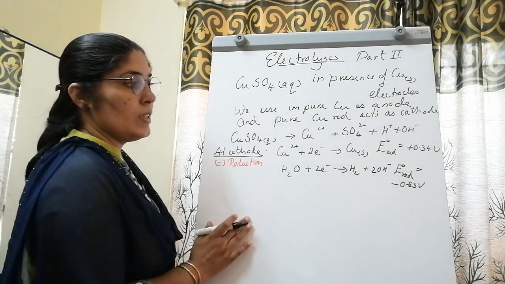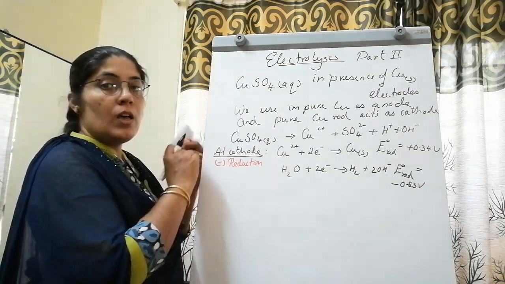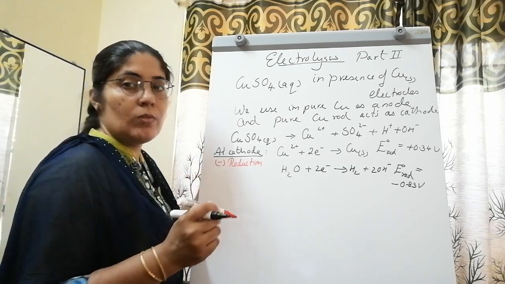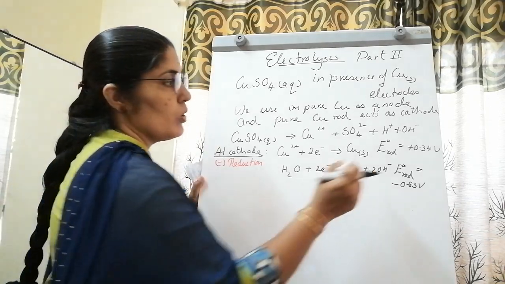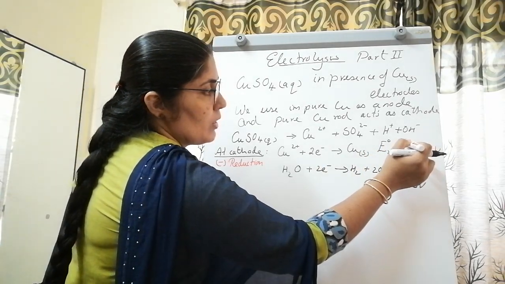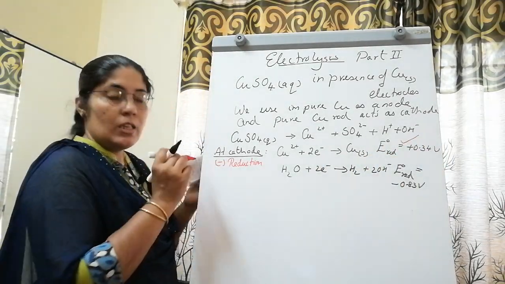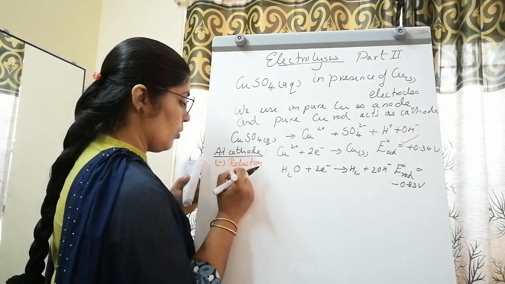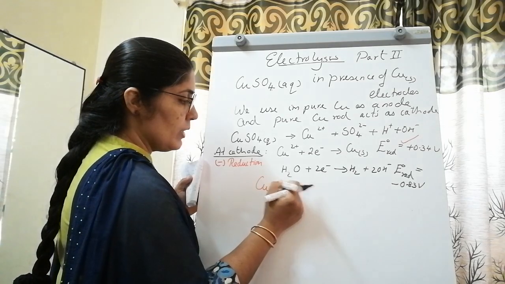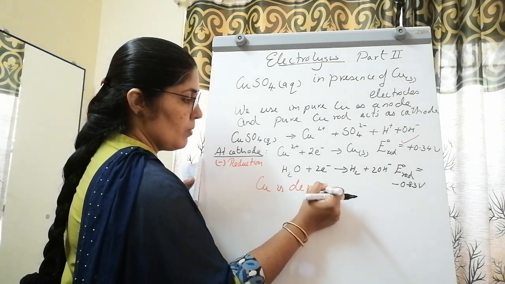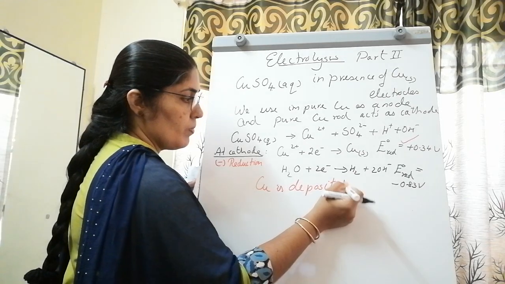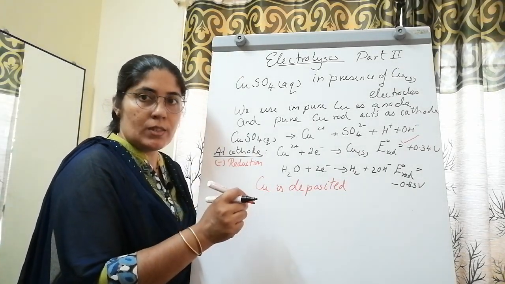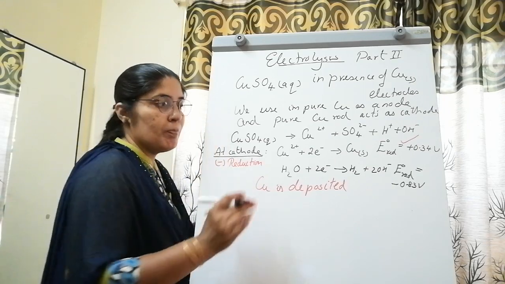So you can easily see our rule here: the reduction with the higher reduction potential is the one that will take place at the cathode. When we compare these two, the higher reduction potential is that of copper. So at the cathode, copper is deposited. Clear? Copper is deposited at the cathode in this reaction.